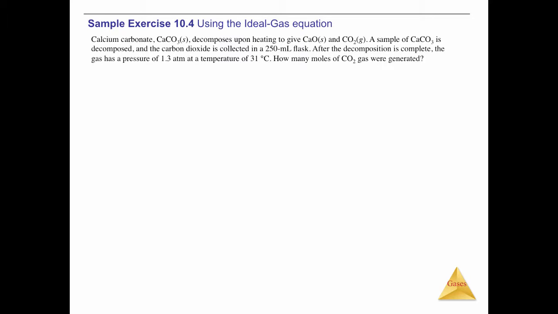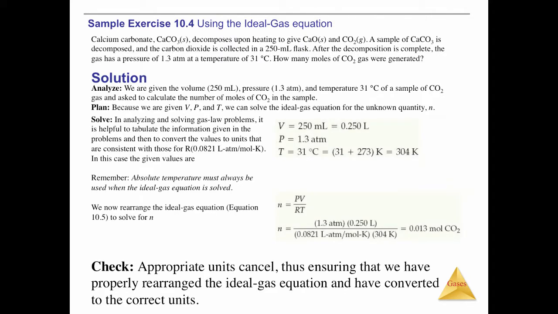Sodium carbonate decomposes upon heating to give calcium oxide and carbon dioxide. A sample of calcium carbonate is decomposed and the carbon dioxide is collected in a 250 milliliter flask. After the decomposition is complete, the gas has a pressure of 1.3 atmospheres at a temperature of 31 degrees Celsius. How many moles of carbon dioxide gas were generated? So we're given the volume, the pressure, and the temperature of a sample of carbon dioxide gas and asked to calculate the number of moles of carbon dioxide in the sample.